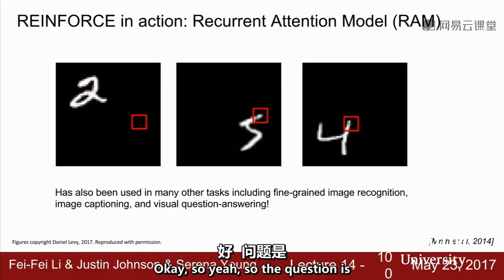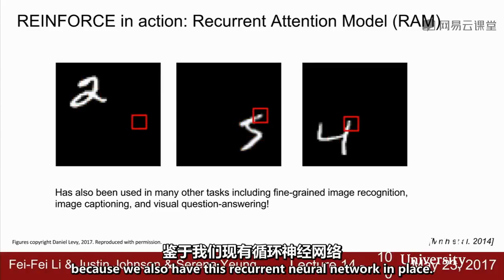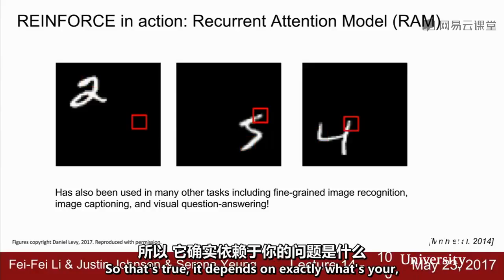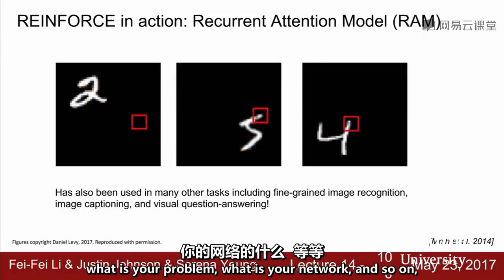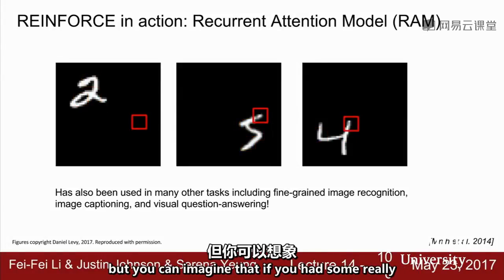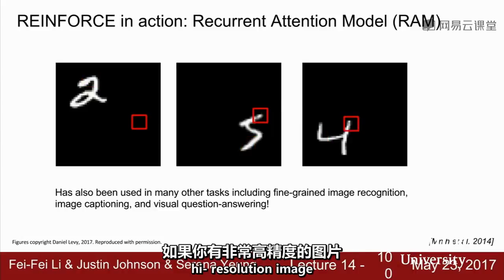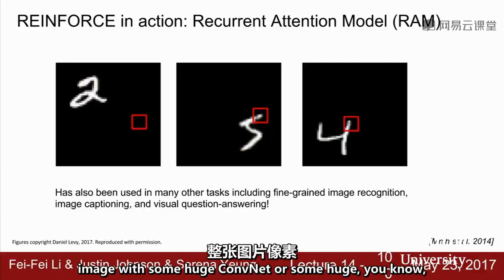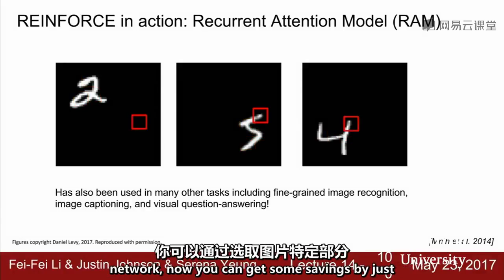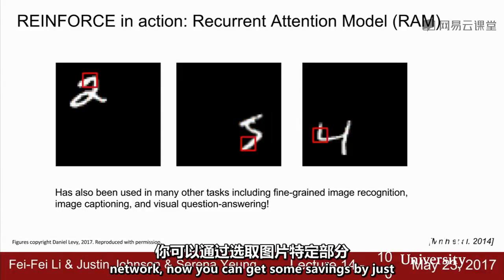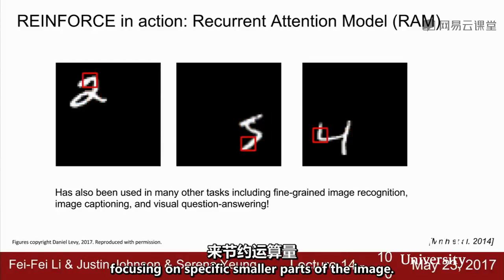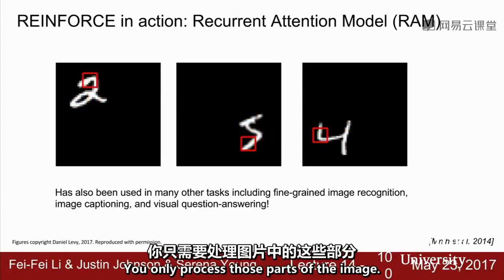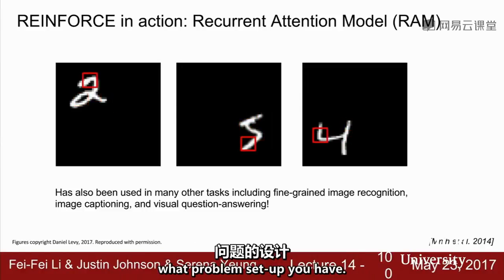Okay, so the question is, how is there a computational efficiency, because we also have this recurrent neural network in place? So that's true. It depends on exactly what your problem is, what your network is, and so on. But you can imagine that if you had some really high resolution image and you don't want to process the entire image with some huge ConvNet or some huge network, now you can get some savings by just focusing on specific smaller parts of the image. You only process those parts of the image. But you're right that it depends on exactly what problem setup you have.